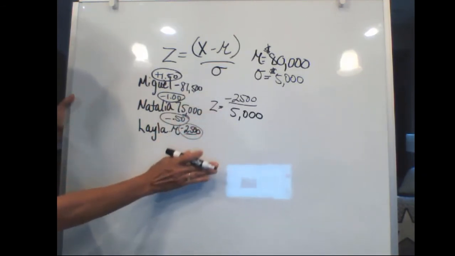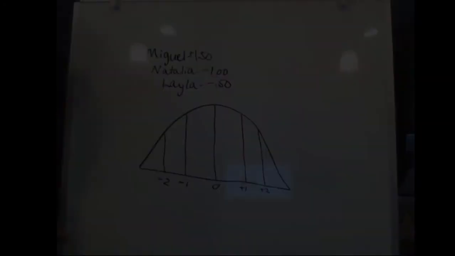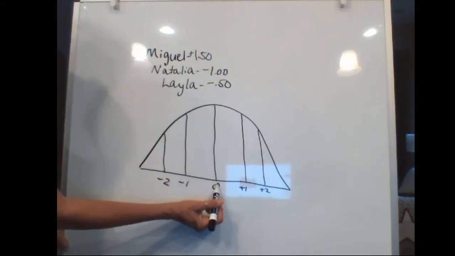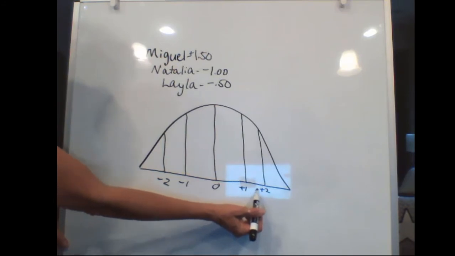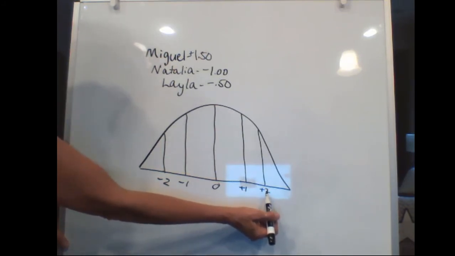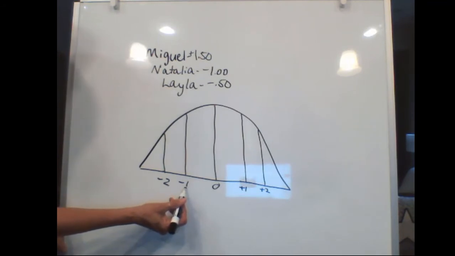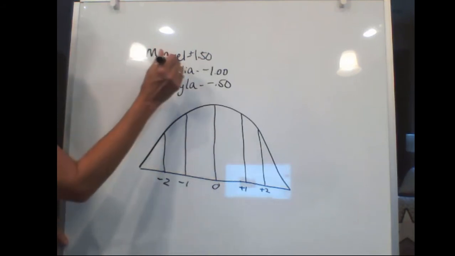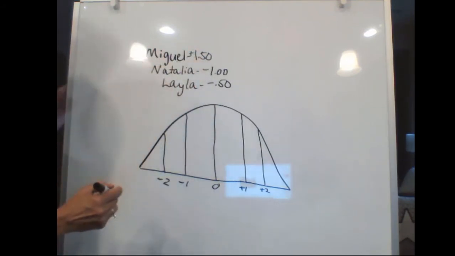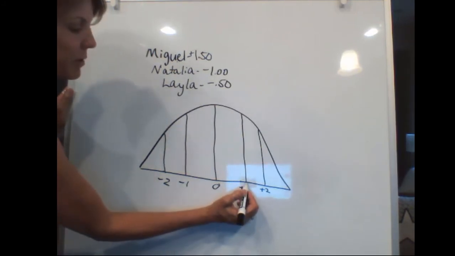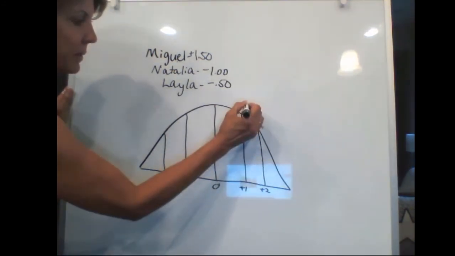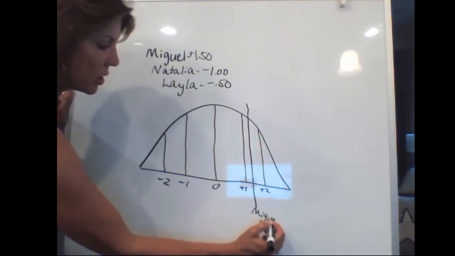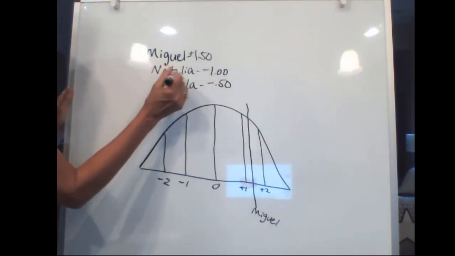So let's take a look and see where these folks would be in the normal distribution. We have a z-score distribution drawn out here. You'll notice a couple different things. It has a mean of 0, and the standard deviations are labeled as such: +1 standard deviation, +2 standard deviations, -1 standard deviation, and -2 standard deviations. And this is our normal bell curve. Miguel has a score of positive 1.50. So I'm going to come over here to +1 and +2. I'm going to draw a line sort of right down the middle, and that's going to be where Miguel is in the distribution.